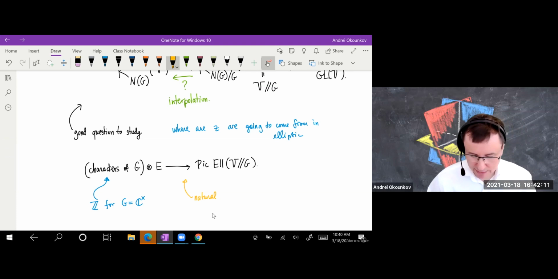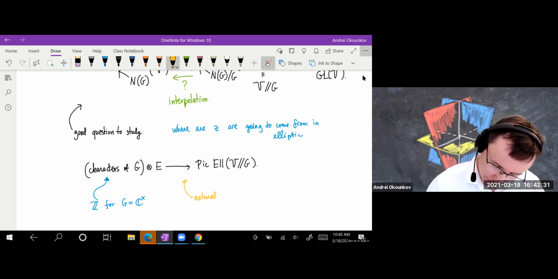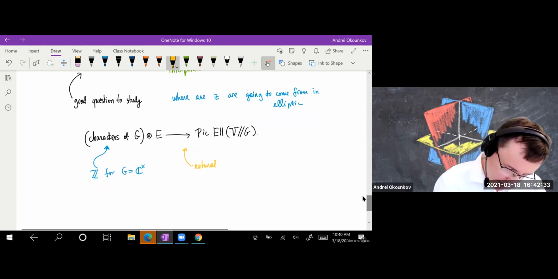And that means the characters of the variable Z are going to come from the characters of the group by which you mod out. And then this means in those parameters you're going to have some kind of elliptic expression that will have some poles. It will have interesting poles.